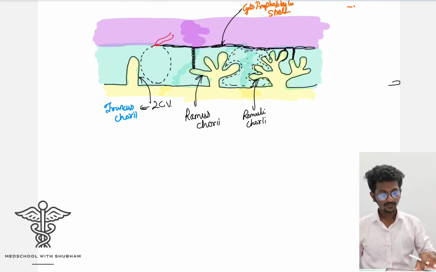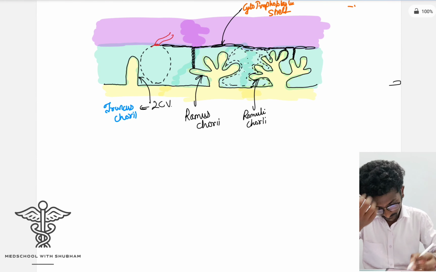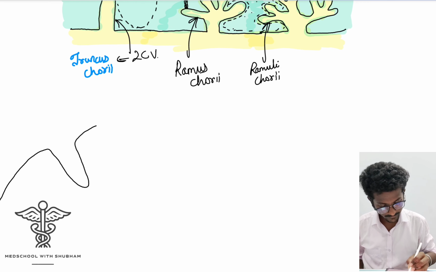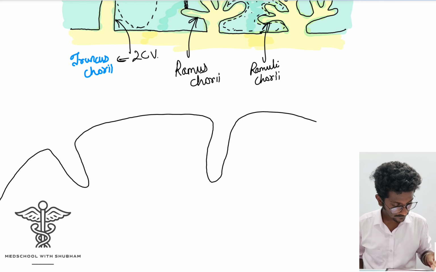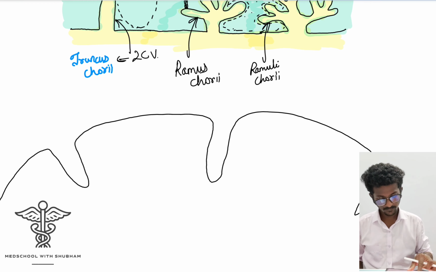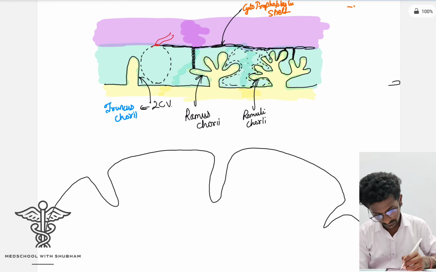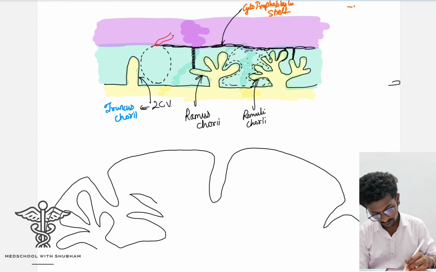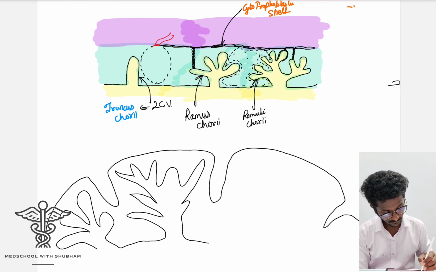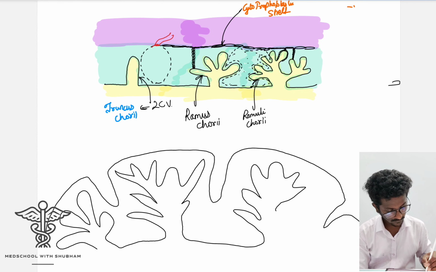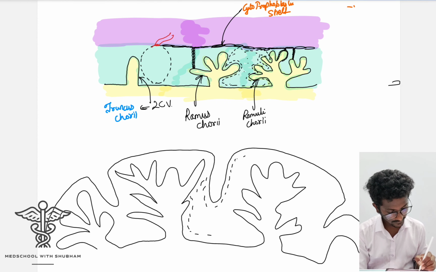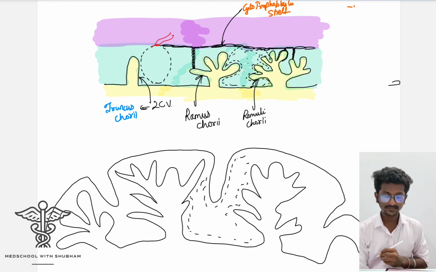So now what will happen here? They will get separated. And now in the center we will get the formation, this villi will be present. And here you will have this lacunae inside the syncytial trophoblast.